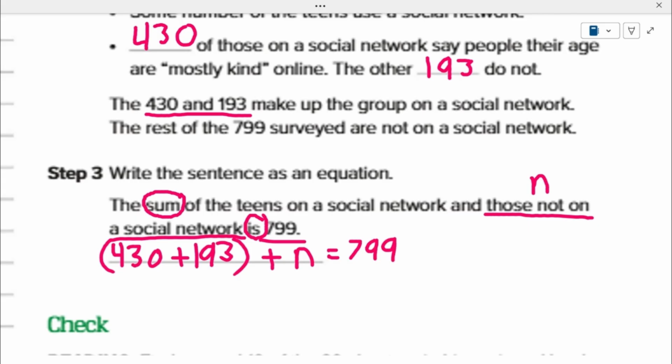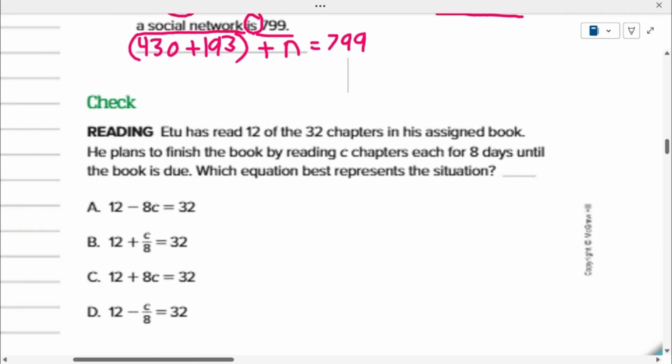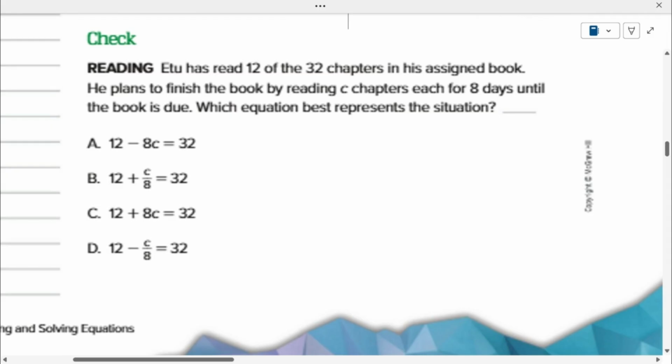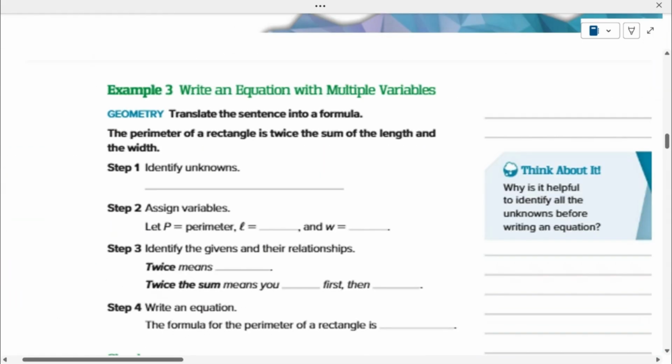I use parentheses here because we're grouping these two numbers together. You could add these two numbers together though, and you wouldn't need the parentheses anymore. All right. Try the check here. It's another multiple choice, and we'll go over that in class. Moving on to the next page, page 7, example 3.